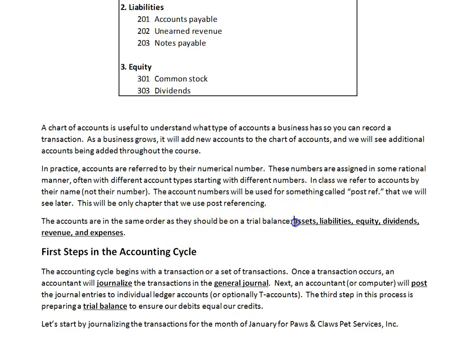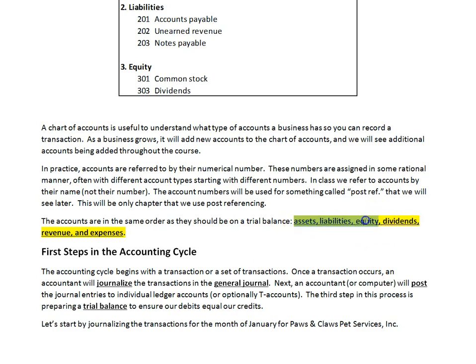Alright, they're in this order. Anytime we list out accounts, we put them in this order. Assets first, the balance sheet items first. Assets, liability, equity. I'm throwing in dividends here. They're almost like an equity item whenever we have them on a trial balance. I want to show them in that order.